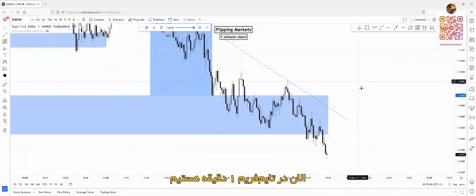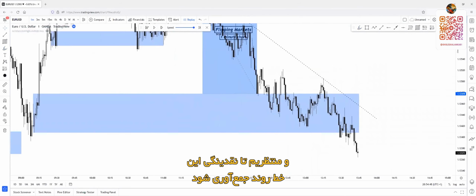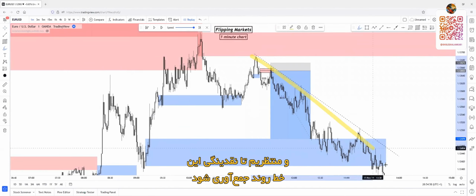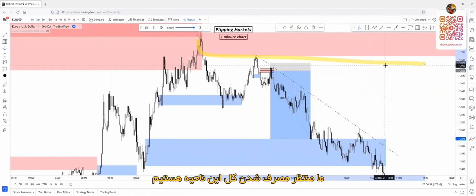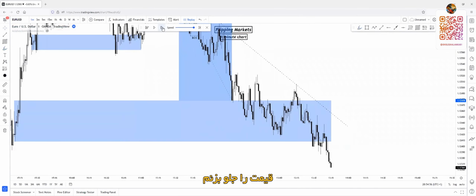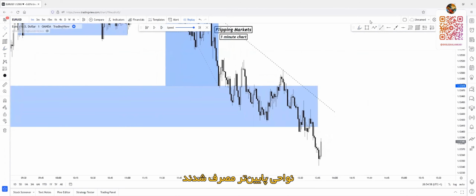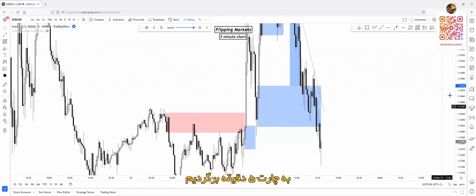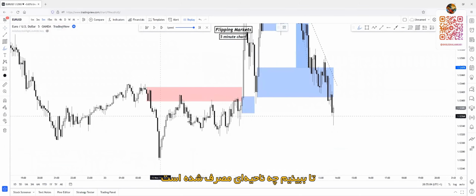So as you can see right now, we are on the 1-minute time frame, and we are waiting for this liquidity trend line to be swept. We are waiting for this full zone mitigation. So let's just play the price forward. As you can see, it mitigated down the areas. Let's switch back to the 5-minute chart and let's see what has been mitigated.